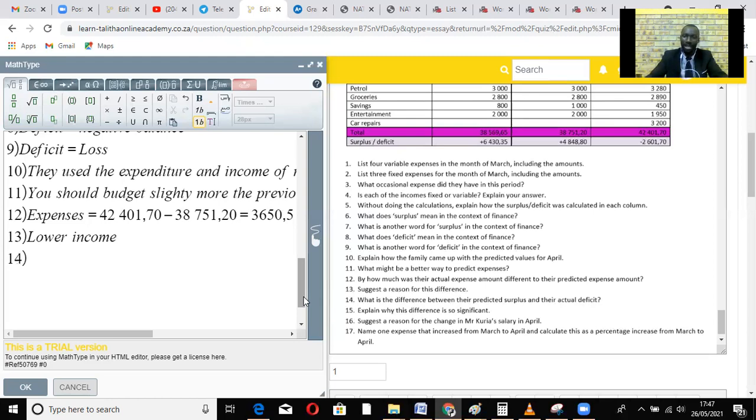Well, explain why this difference is significant. It is significant because it cost a lot. When you look at what has happened, the car repairs, the breakdown, the increase, and the low pay, it is significant because these costs were incurred. Basically, costs became more than income.